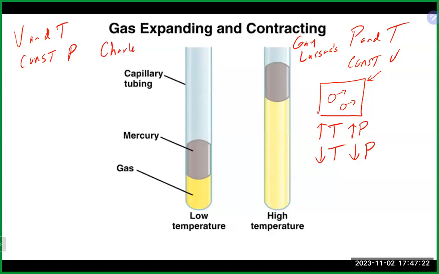Now over here, where we look at volume and temperature at constant pressure, that's really our friend Charles' law relationship. And Charles' law basically sees this. We want to increase the temperature, for example.